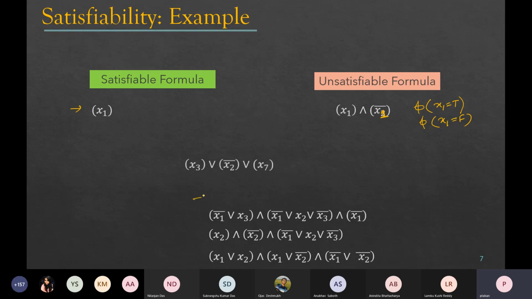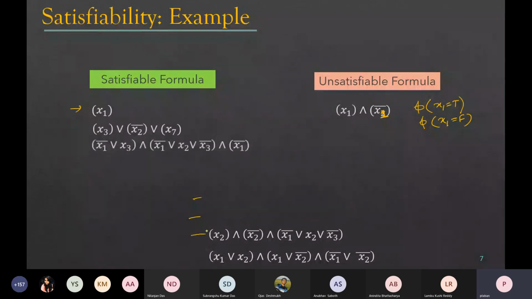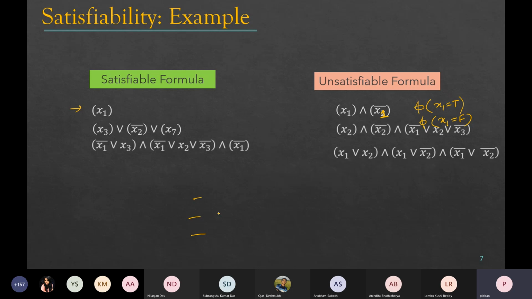This of course should be satisfiable. The second one, it again should be satisfiable. The third one, you can take a look at it and you see that it will become unsatisfiable. And finally, this will become unsatisfiable, right? You cannot have any assignment for these variables for which you can have a satisfying truth value.